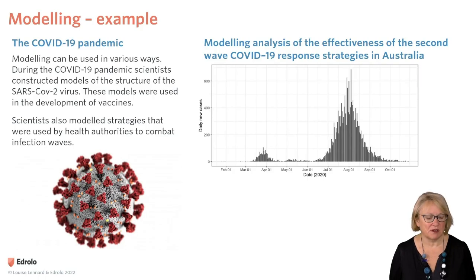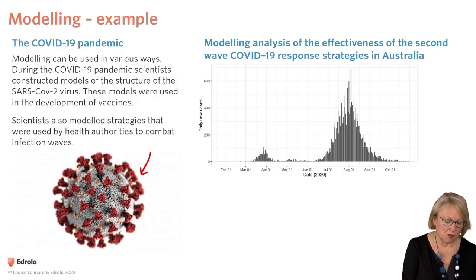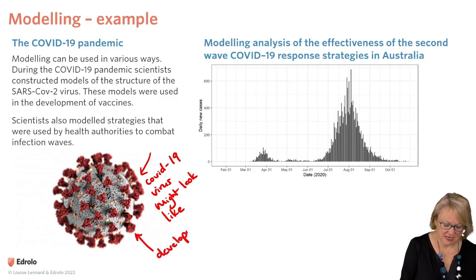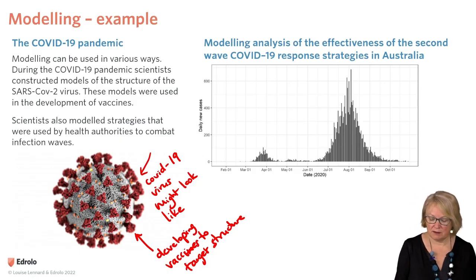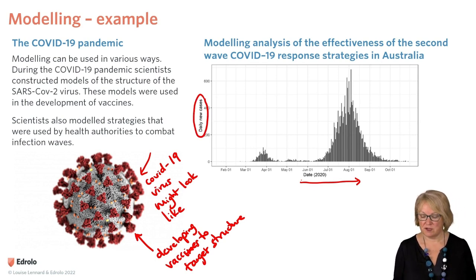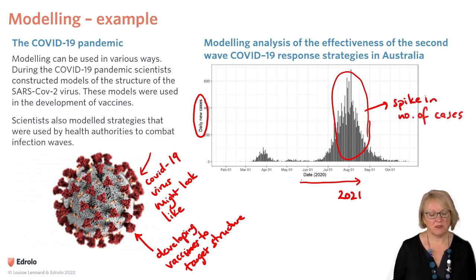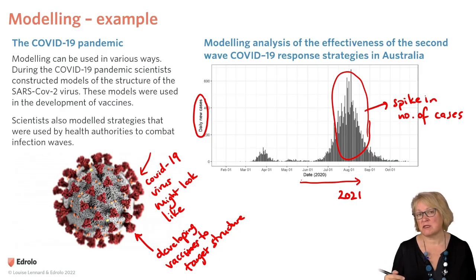Okay, so modelling is really important. During the COVID-19 pandemic, scientists came up with a model to understand what the COVID-19 virus might look like. So that meant that then they could start developing vaccines to target the structure. And if we have a look here, we've got time over the x-axis and daily new cases of COVID back in early 2021. And we can see that in August and September, we had a big spike in number of cases. So the waves of the COVID pandemic were also modelled. And that meant that then the health authorities could say to people, now you need to wear masks, or we need these certain conditions to avoid making this peak even worse.